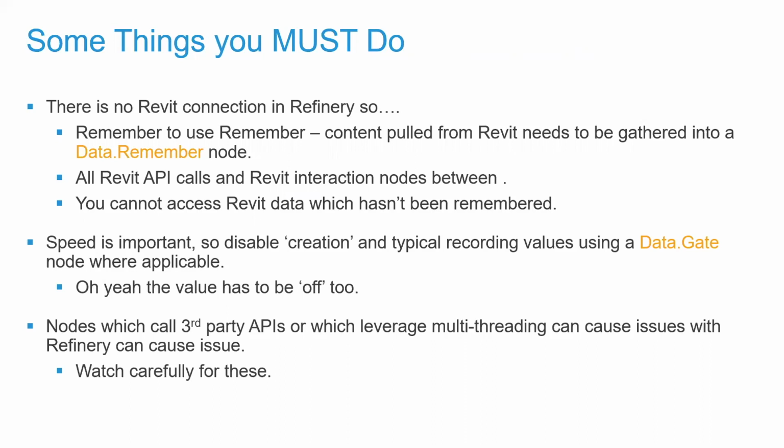You can't access any of that Revit data, whatever it is, if you didn't bother to remember it. Speed is also important, so disable any creation for your typical recording stuff. As we mentioned before, the data gate node will take care of that. The value has to be set to off as well.